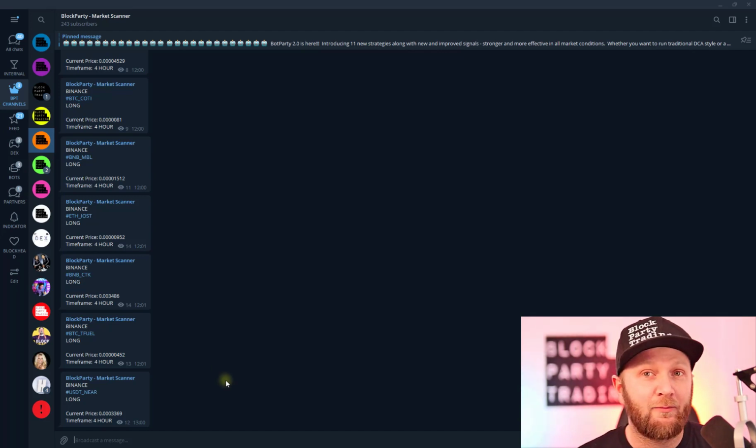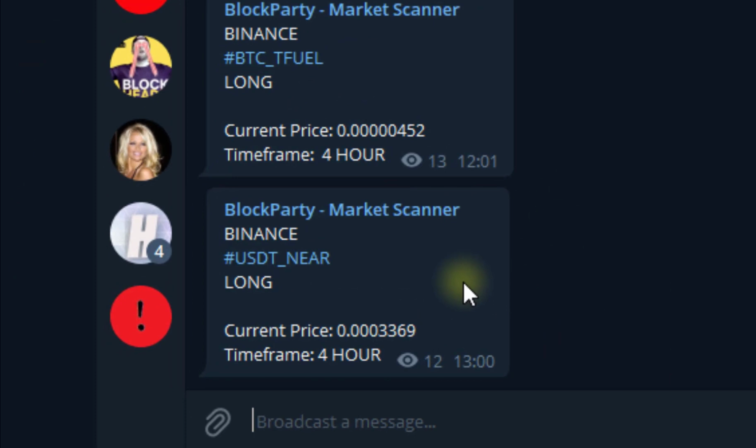Let's have a little look at a breakdown of these messages. In each message, you'll get the exchange that it's being posted in. In this case, it's Binance. You'll also get the quote currency, which is the first one being USDT, and of course the base currency, which is NEAR in this case. You get whether it is going to be long, short, or a hodl. Long is obviously a long.